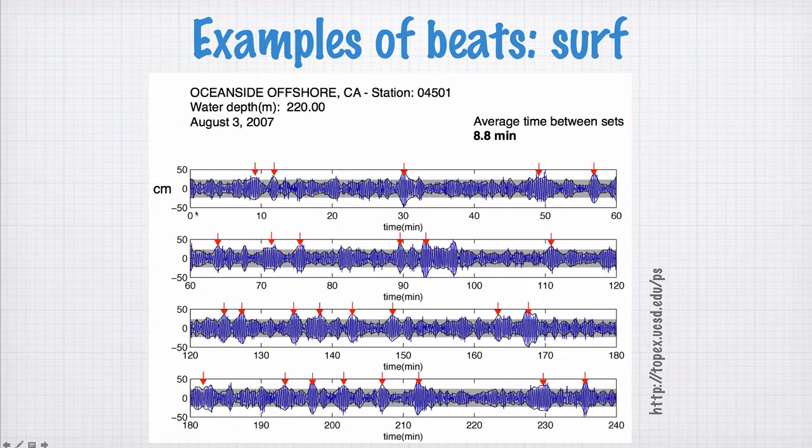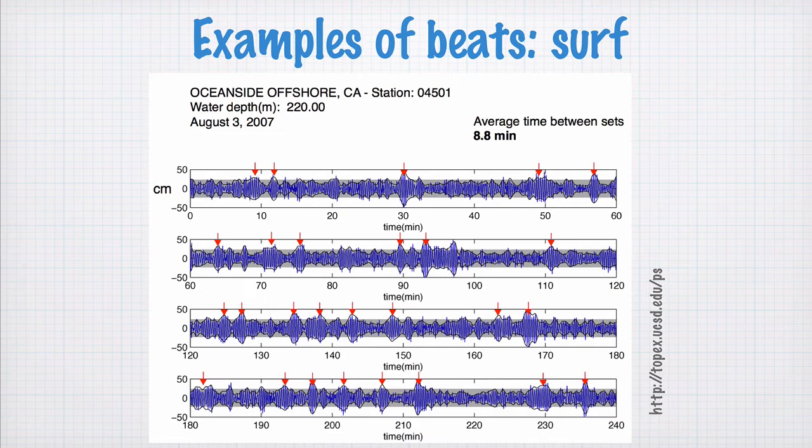If you add up all the different waves in the ocean, they have lots of different wavelengths, lots of different frequencies. Sometimes they add up constructively, like these times with the red arrows, and sometimes they add up destructively, so you get periods of very small wave amplitude and periods of very large wave amplitude depending on how these different waves of different wavelengths and frequencies add up.